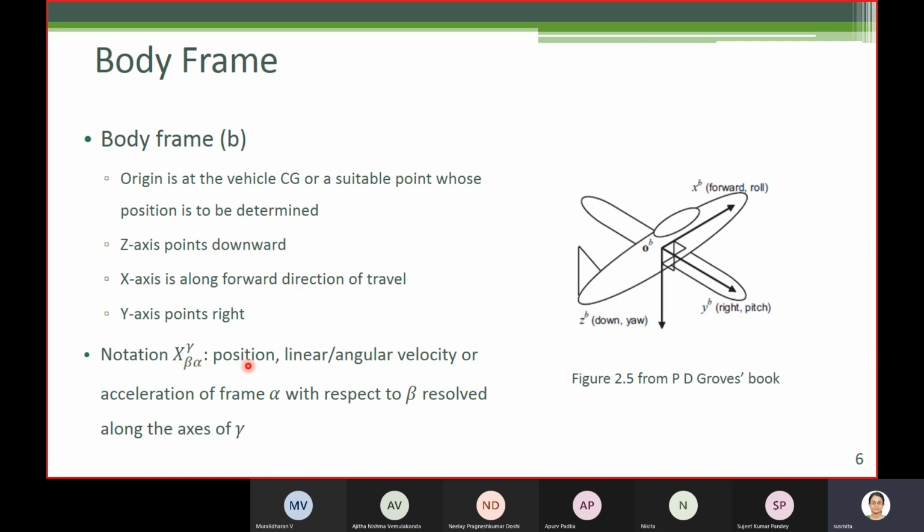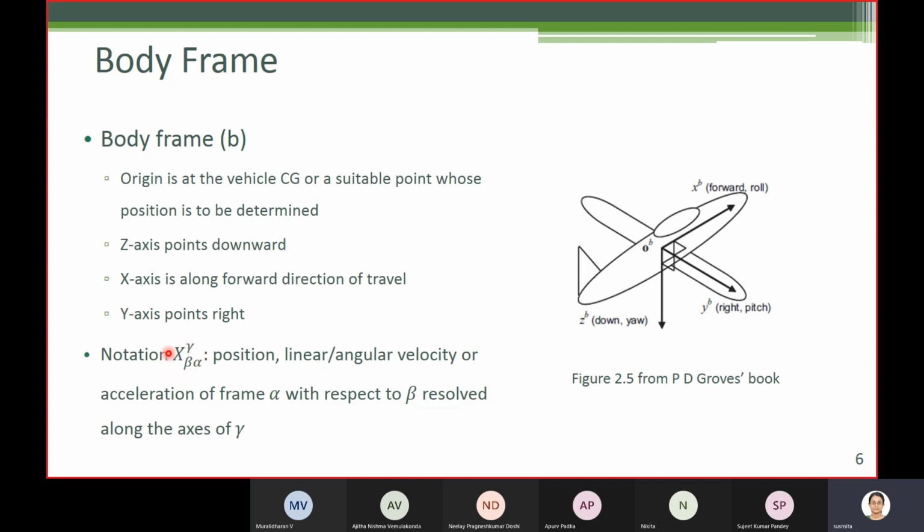Now these are all vector quantities, so we need to resolve the three components along some coordinate frame, right? This gamma in the superscript is that frame. It is called the resolving frame. Now we can pick any frame for gamma. It can be beta, it can be alpha also, or it can be some other frame, some third frame, which is different from beta or alpha. That is why, to have a generic representation, we are going to write the resolving frame in the superscript.